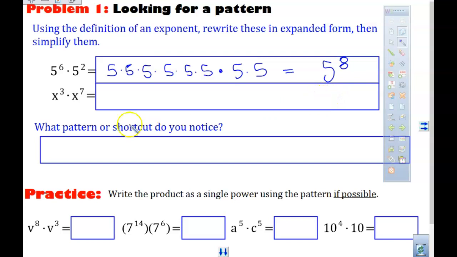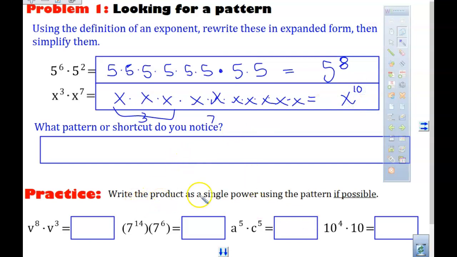If I'm looking at this next one, x to the 3rd means how many x's? 3. So I'm going to have x times x times x. Right? x to the 7th means how many more? 7. 7 more. So I want to make sure I put 7 more. If it helps you to put the little dot in between, but we're always multiplying when we are writing those. So what would you say is my total number of x's? 10.